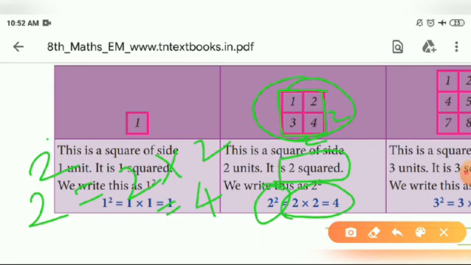If any number is written with power 2, you just multiply the number as many times as the power. Power 2 means you multiply 2 times. Power 3 means you multiply 3 times. That's all. So simply you remember it.